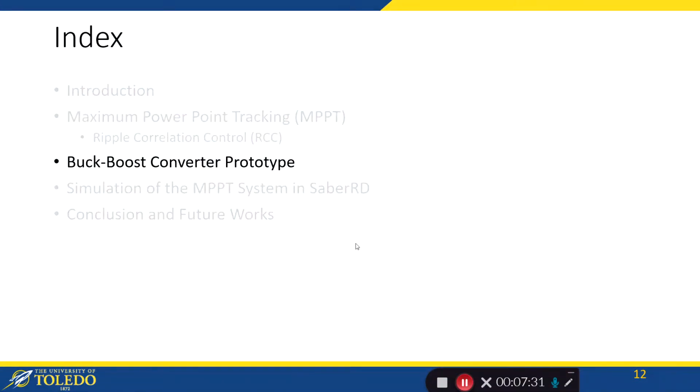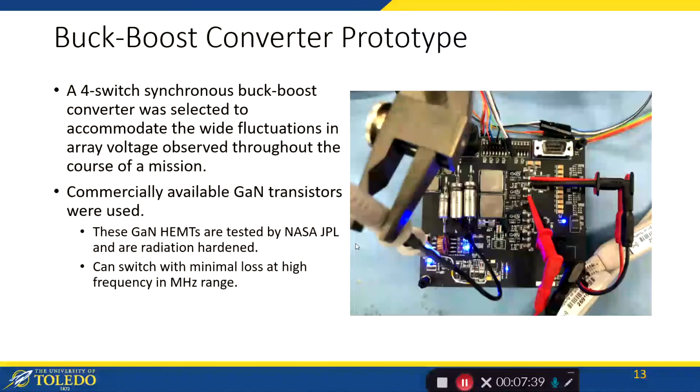Moving on, let's talk about the buck boost power converter prototype that was developed for this project. Here we have a 4-switch synchronous buck boost converter that was selected to accommodate the wide fluctuations in the array voltage that was observed throughout the course of the mission. By simply using a buck or a boost, it was not possible to accommodate all the wide fluctuations in the array voltage, because at certain points we needed to increase the output voltage or decrease it.